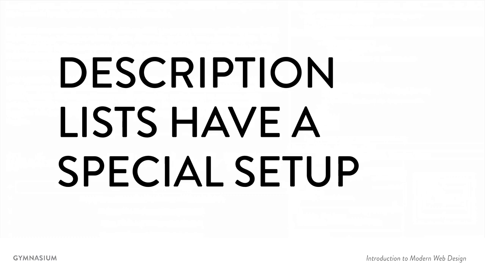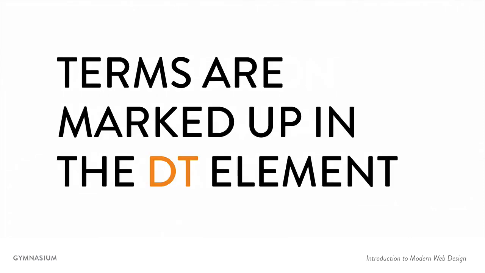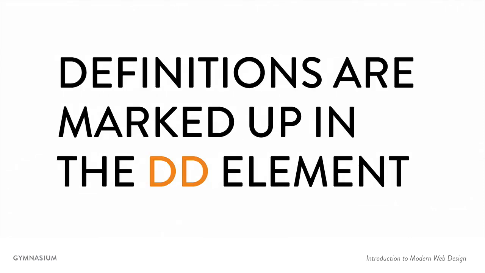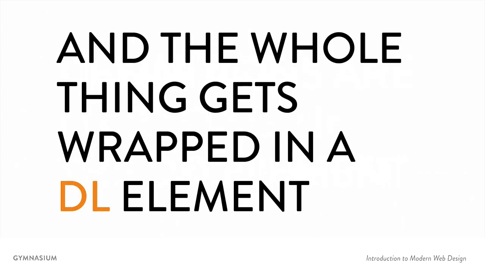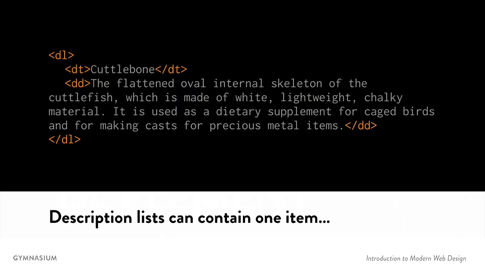We have another list construct in HTML called description lists that are a little bit different than ordered and unordered lists. A description list is usually used for something like a glossary. So glossaries, as we know, have terms and definitions. So therefore, description lists have terms and definitions. Terms are marked up in the DT element, and the definitions are marked up in a DD element. And then we wrap the whole thing in a DL element, and we get something that looks a little bit like this.